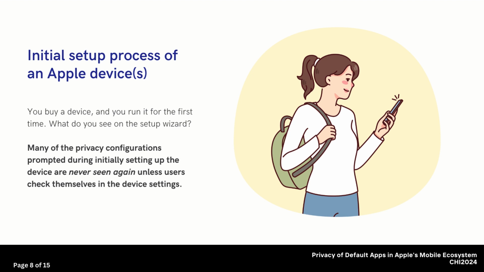The user starts by turning on the device for the first time and navigating through the setup wizard for privacy options like sharing analytics with Apple, signing the terms and conditions, and setting up Touch ID. Several of these options might only be seen once by the user during the setup process and can only be modified later in the system settings.